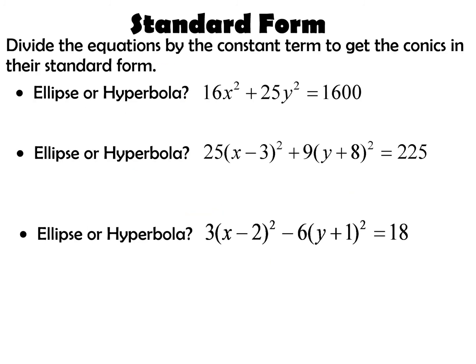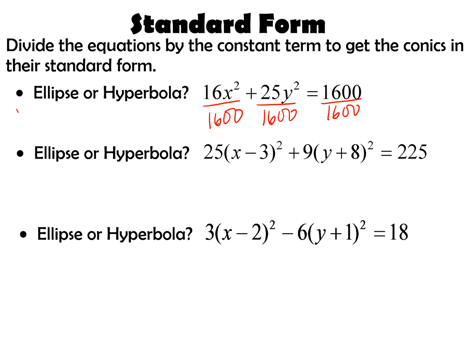So these are some quick ones. It's asking you to put these in standard form. Notice we have some questions here that ask us about an ellipse or a hyperbola. So the directions do tell us to divide the equations by the constant term to get it in standard form. So for this first one, I would have to divide each of these by 1600. And then if we simplify those fractions, so 16 over 1600 is going to give us 100.